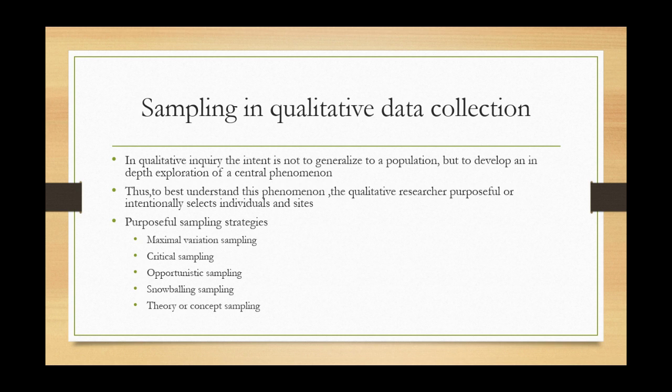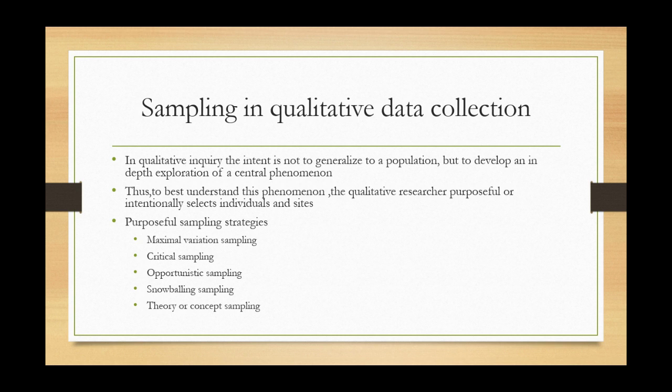So there are different purposive sampling strategies. As we have seen in the slides, we have maximum variation sampling, critical sampling, opportunistic sampling, snowball sampling, and theory or concept sampling. We will talk about one among those strategies that is called snowballing.